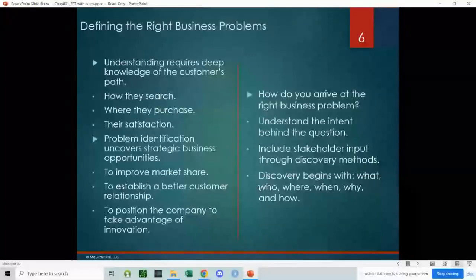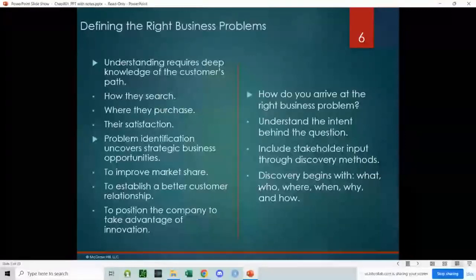So problem identification uncovers strategic business opportunities. The goal of basically all businesses is to improve market share. So they want more customers. They want their 10K to show that they're meeting their goals, and their stock will go up, because it comes back to trying to keep their shareholders happy basically at all costs. To establish a better customer relationship, they need to keep their customers, so you'll keep giving them money. That's the underlying theme of marketing. And to position the company to take advantage of innovation. So that's where the technology aspect comes in.